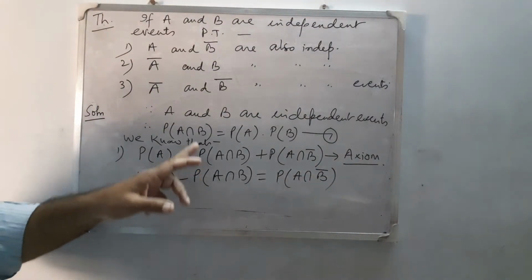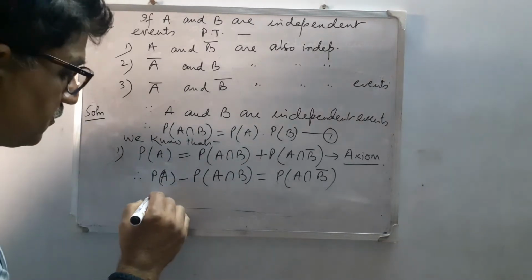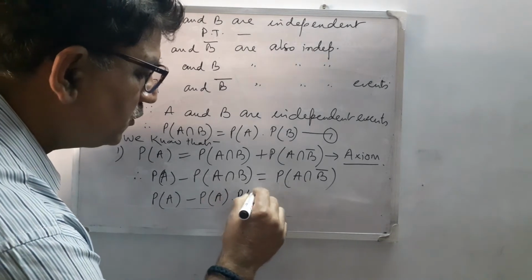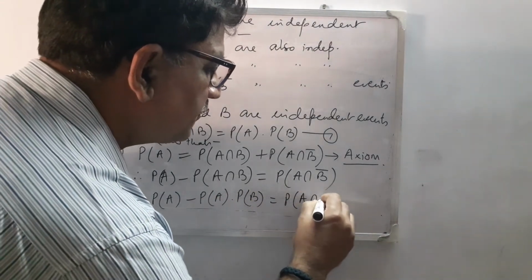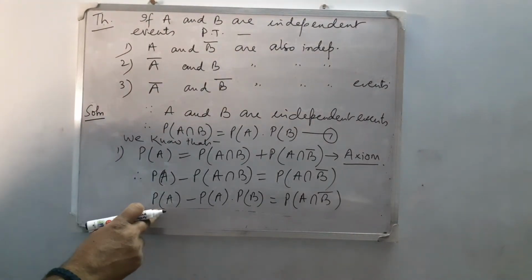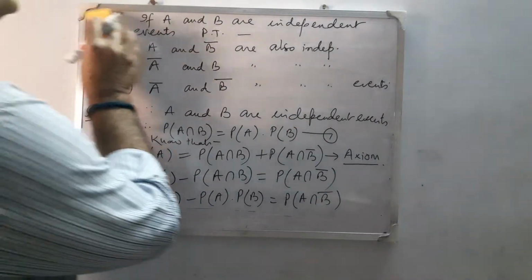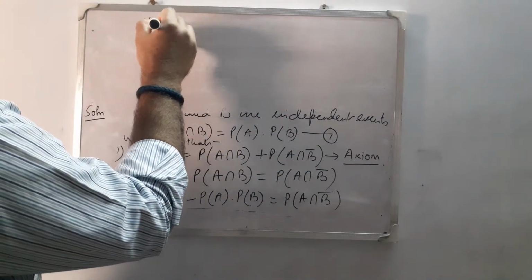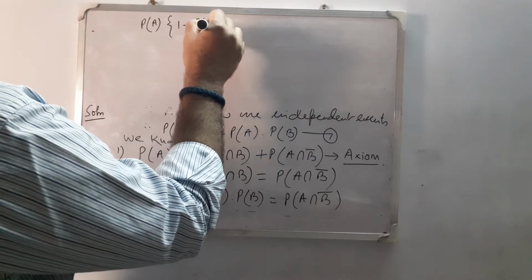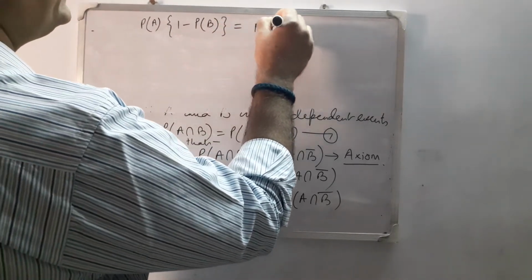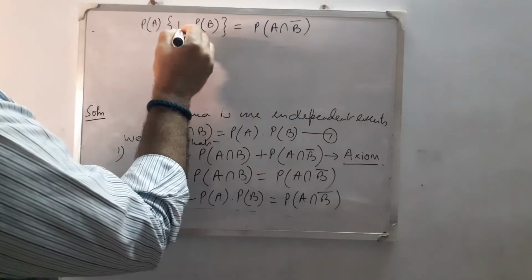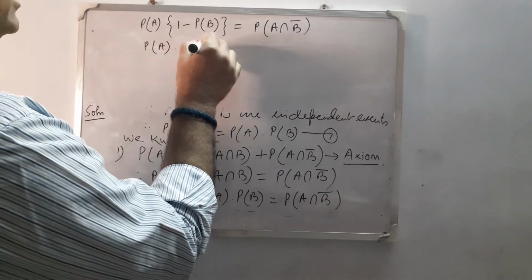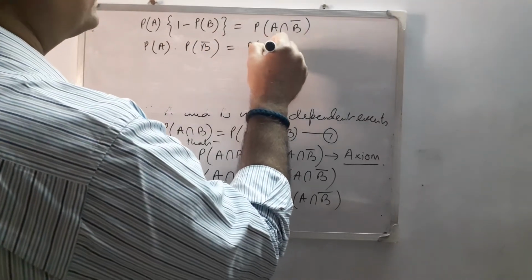Again, P(A ∩ B) should be written as P(A) into P(B). So, P(A) minus P(A) into P(B) is equal to P(A ∩ B bar). If you take P(A) common, in the bracket you will get 1 minus P(B). That equals P(A ∩ B bar). And this 1 minus P(B) is nothing but P(B bar). So P(A) into P(B bar) is equal to P(A ∩ B bar).